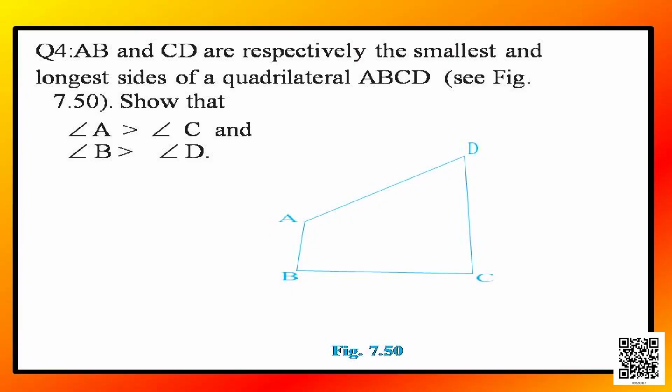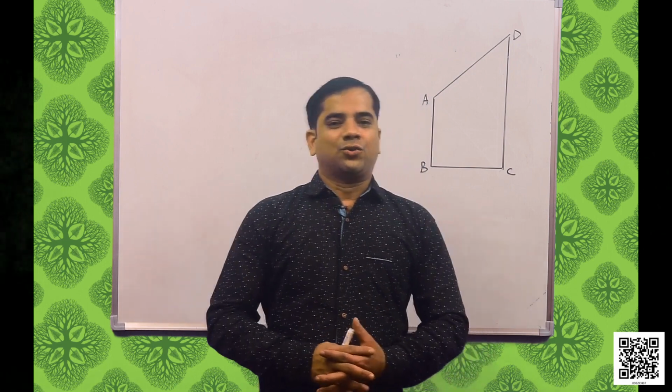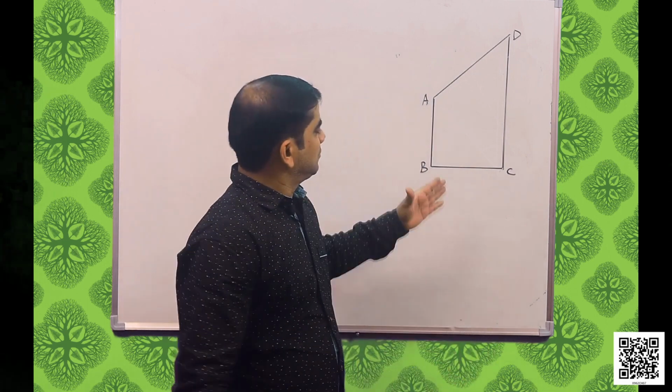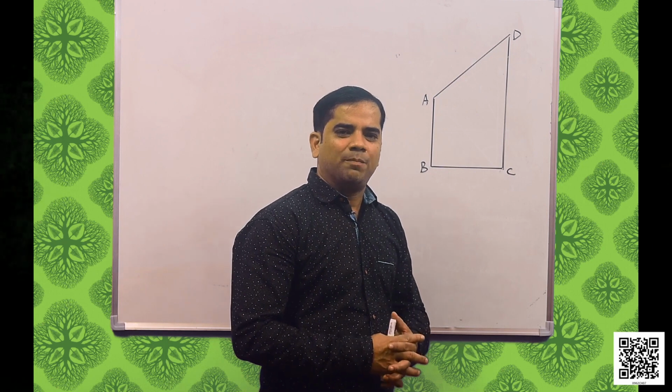Students, let us discuss question number 4. It says AB and CD are respectively the smallest and longest sides of a quadrilateral ABCD. You can see the figure as it is given in your book. The question asks to prove that angle A is greater than angle C and angle B is greater than angle D. So, let me draw the diagram first, then we will go for the solution. Students, I have drawn the diagram as it is given in your book.